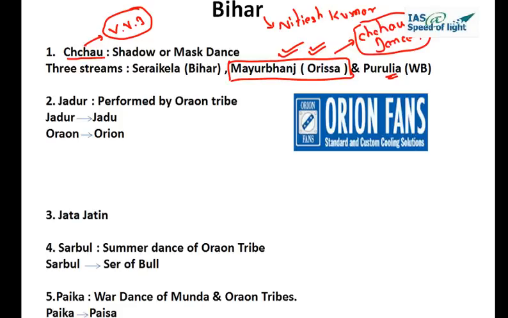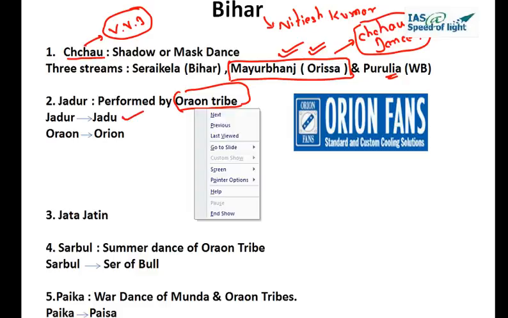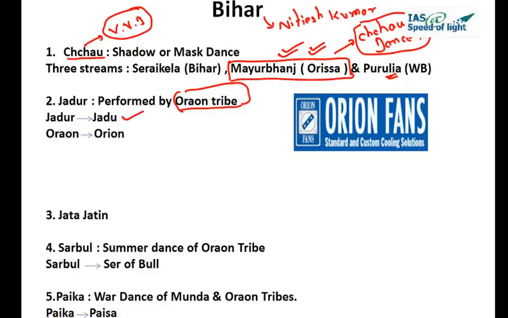Second is Jadur. It is performed by the Oraon tribe. From Jadur we get Jadu, and the Oraon tribe becomes Orion fans. Okay, Oraon we get Orion fans. So Jadu you relate it with Orion fans. So Orion fans are like Jadu. It's like magic. They never go faulty.